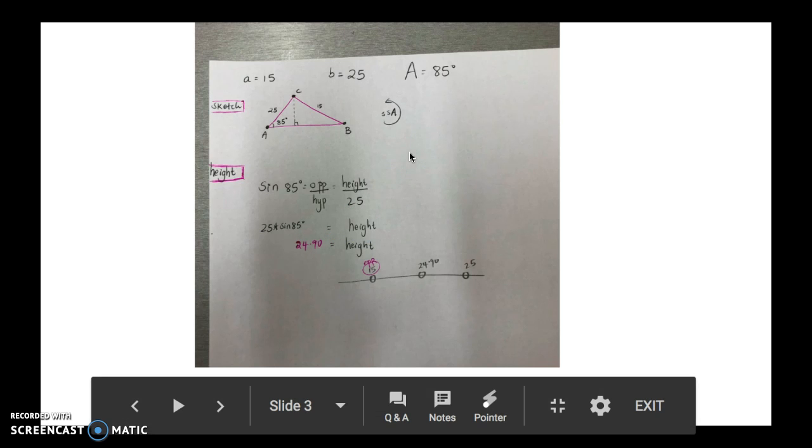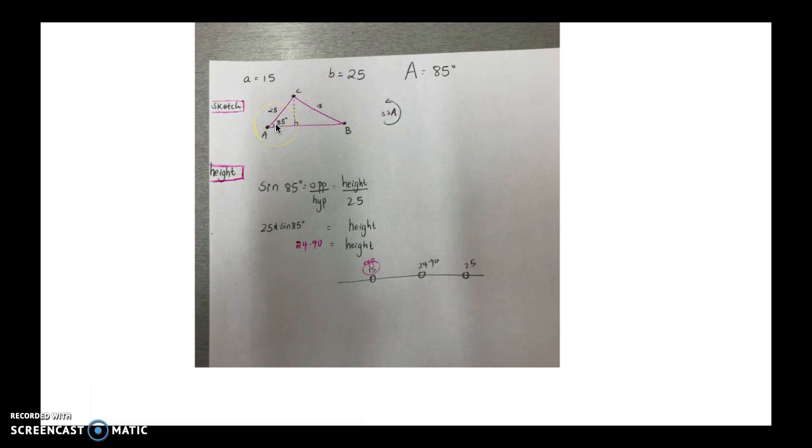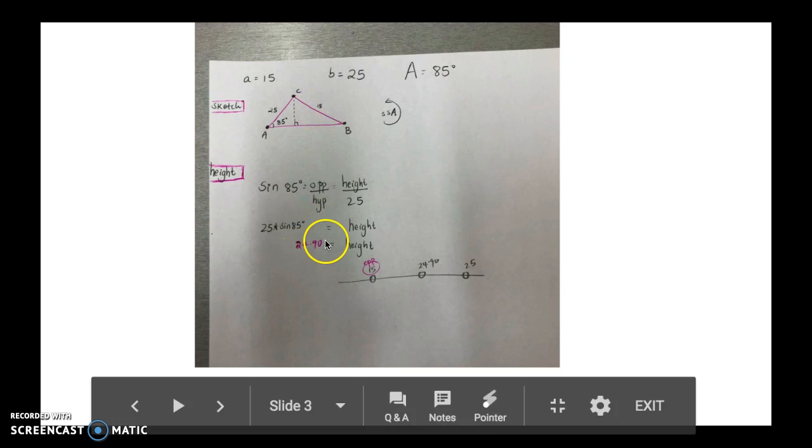The next thing I need to do is compare. Remember, my reference length is the opposite length from the angle that was given. So I have 3 lengths. I'm just going to put them on a number line so it's easier for me to see. I have 15, then 24.90, and then 25. I put them on a number line, and then I circled my reference length. I noticed that my reference length is the smallest in this case.